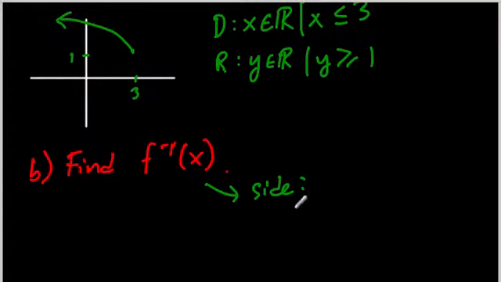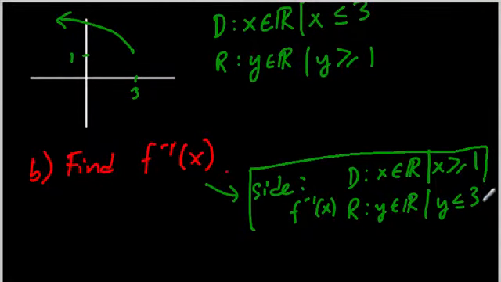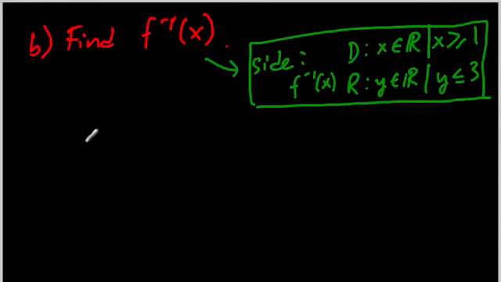So for the inverse function, what's the domain and range? Well, I know the range of the function is the domain of the inverse. Since this is the range of the original function, the domain will be x ≥ 1. And the range will be y is an element of the reals, y ≤ 3. So that's just on the side, and now let's go find what the inverse function is.